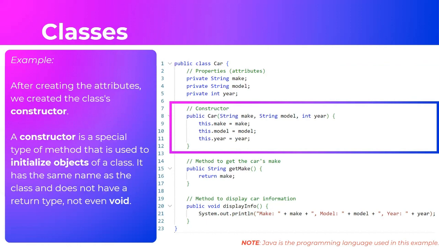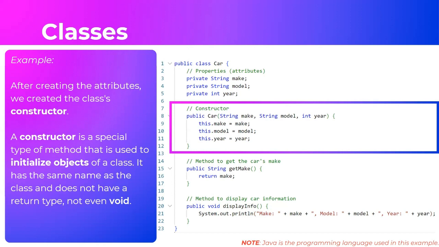Then we have our constructor. So what is a constructor? It is a special type of method that is used to initialize objects of a class. Typically, any initialization that we want to happen during the instance of our class shall be written inside our constructor. As you can see here, our constructor has three parameters, and each parameter is given to be the values of our instance attributes.